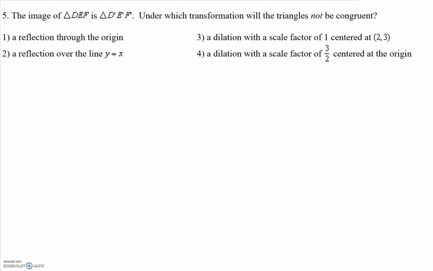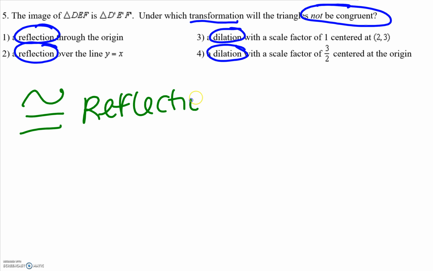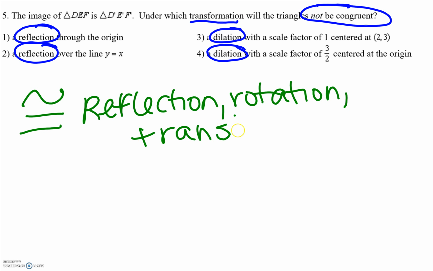Question 5 says the image of triangle DEF is triangle D prime, E prime, F prime. Under which transformation will the triangles not be congruent? So let's look at our keywords in each of our multiple choices. A reflection, a dilation, and a dilation. We should know that in order for it to be congruent, we have the three rigid motions, which is a reflection, a rotation, and a translation. Under any of those three transformations, we are going to have a congruent figure.